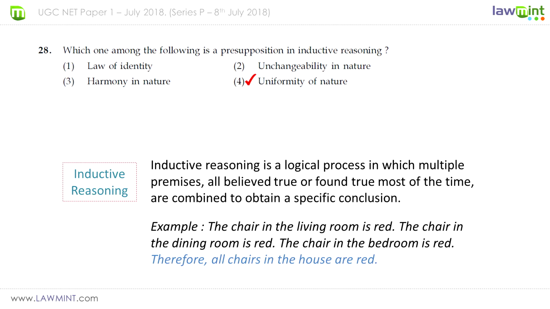Now I am depending on the uniformity in the color of the chairs to arrive at that conclusion. So which means that I am depending on the uniformity of nature of the chairs to arrive at the conclusion. So the correct answer would be option 4, that is uniformity of nature.